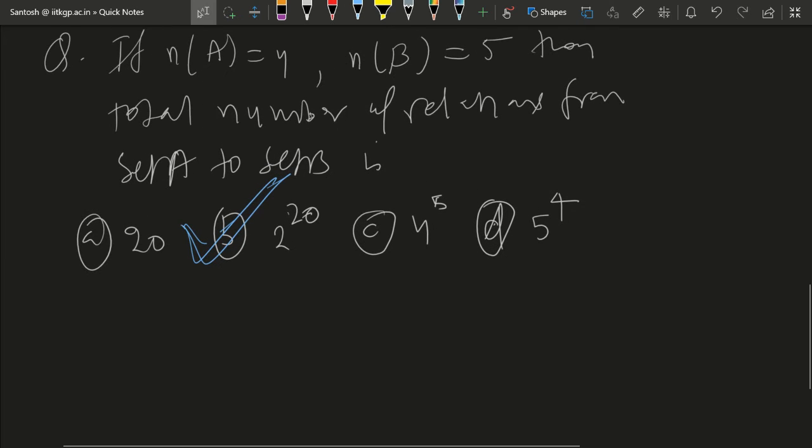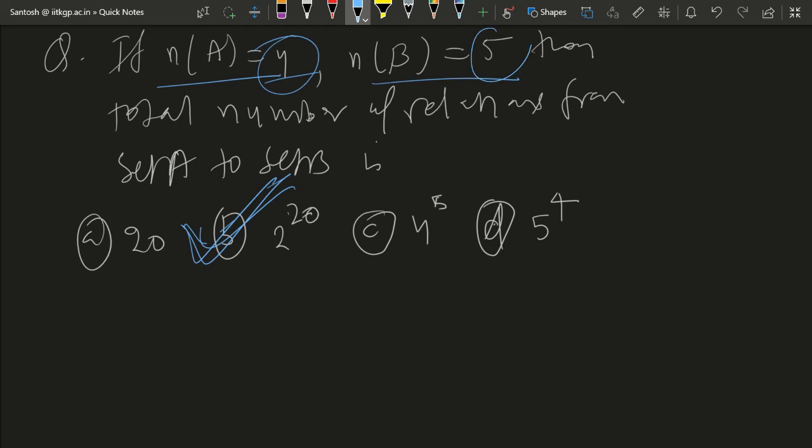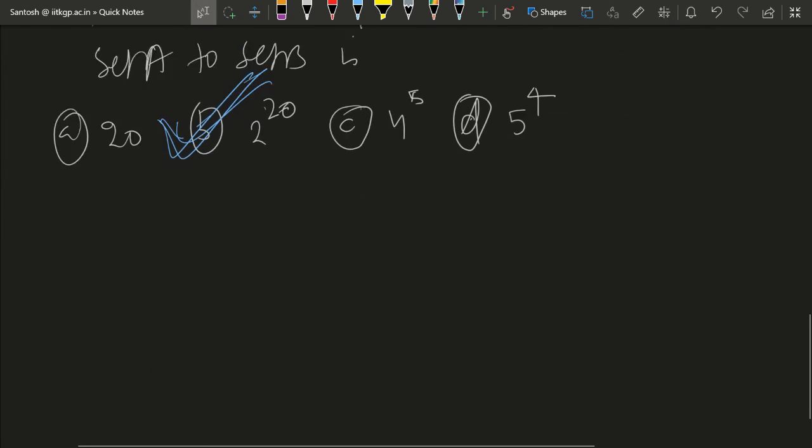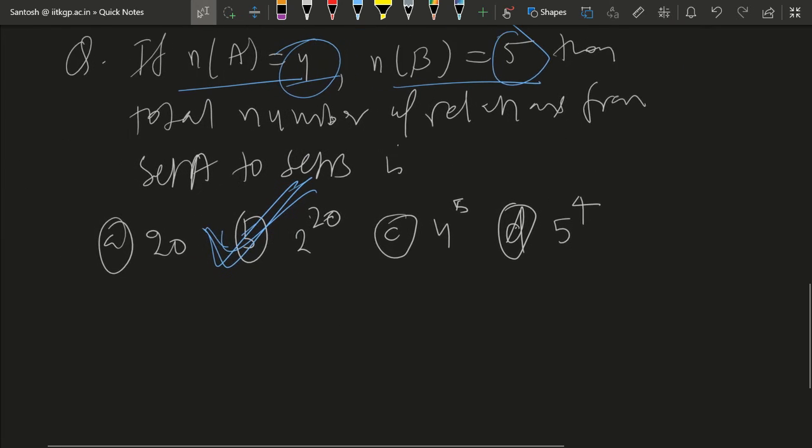So when A has 4 elements and B has 5 elements, how many relations from A to B can you define? That is 2 raised to power 20. Because the formula is, M1 is 4, M2 is 5, so M1 into M2 is 20, and the formula for total relations is 2 raised to power M1 into M2, so 2 raised to power 20. Okay. Now, this was a part.